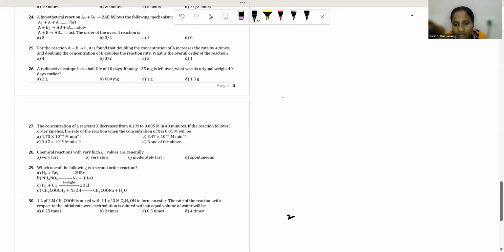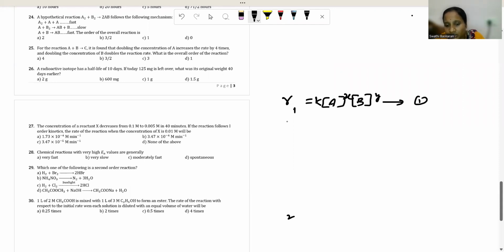Assume this is rate one. So rate one is equal to, obviously, k will be there, that is the rate constant, times the concentration of A raised to the power x, and then the concentration of B raised to the power y, and this will become equation 1.